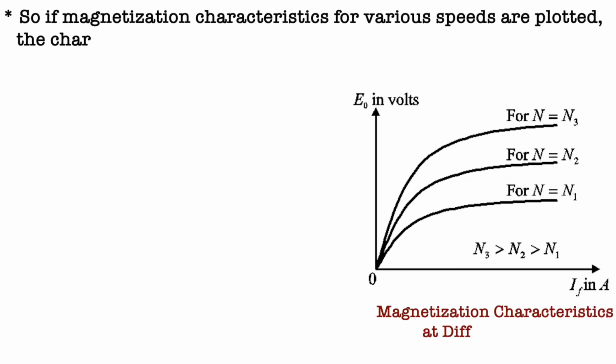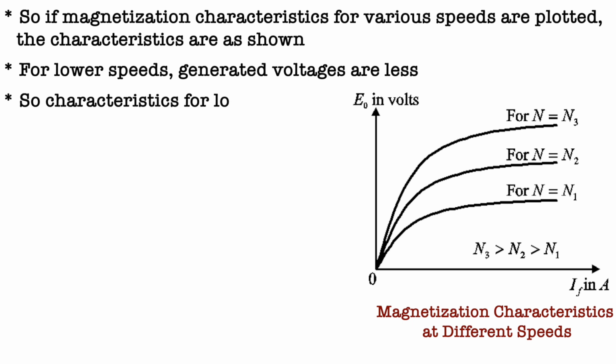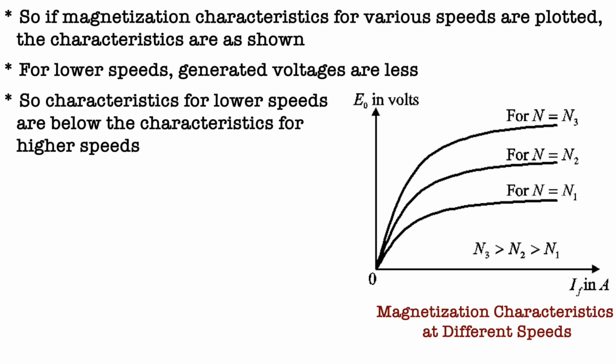So, if the magnetization characteristics for various speeds are plotted, we will get the characteristics as shown for N1, N2, N3. For lower speeds, the generated voltages are less, so characteristics for lower speeds are below the characteristics for high speeds, as can be seen from the magnetization characteristics plotted for speeds N1, N2, N3.